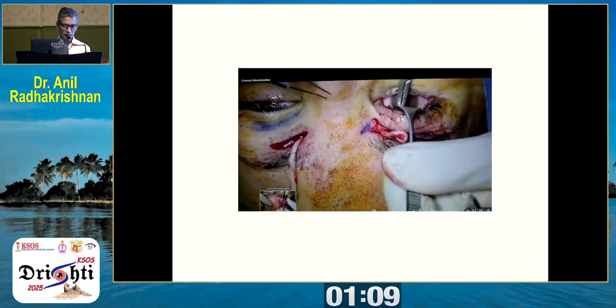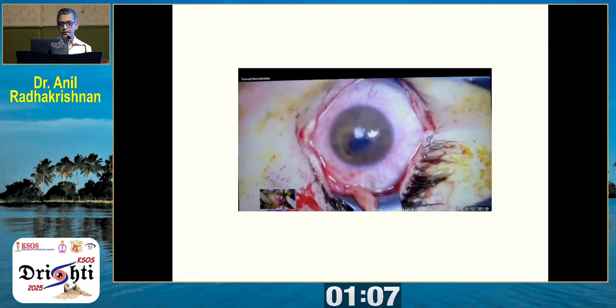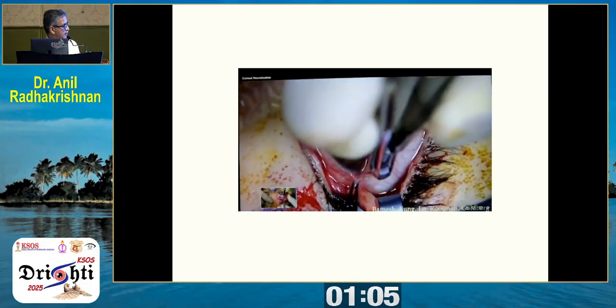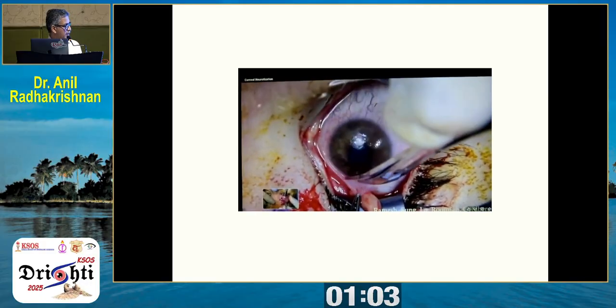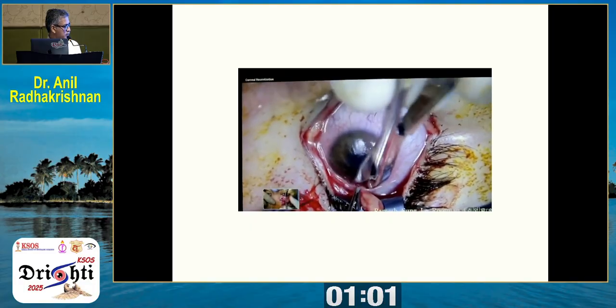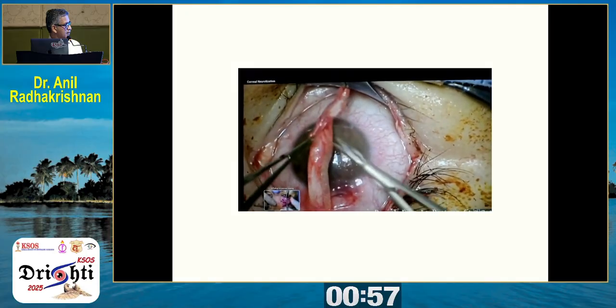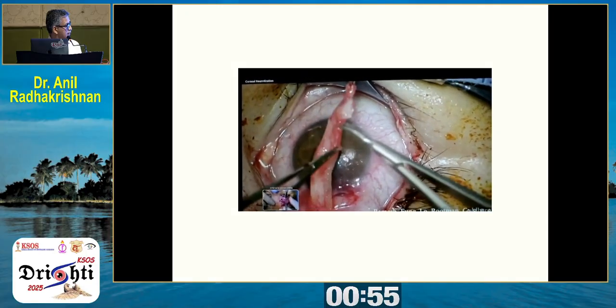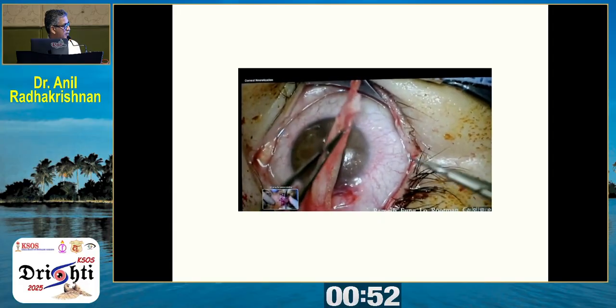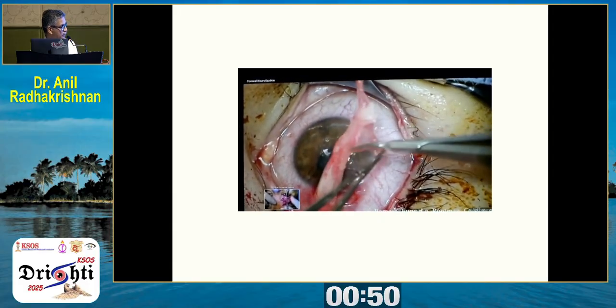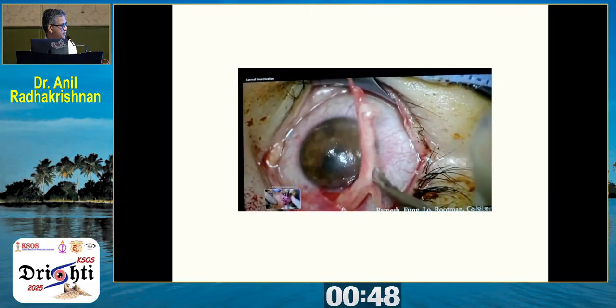So this is the opposite side. You bring the sural nerve through the supranasal fornix. Then that is a sural nerve graft. So there is an epineurium which you can easily split.